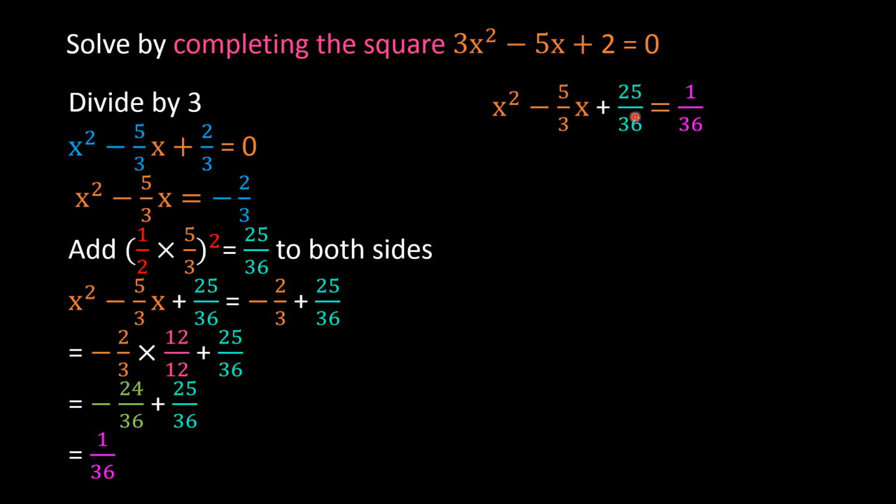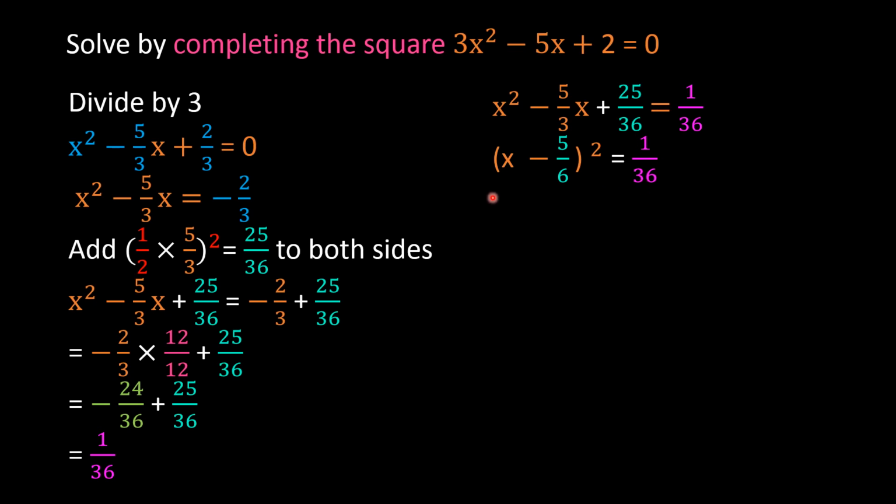This is a perfect squared expression because the first term is a perfect square and the third term is also a perfect square. So we will write this expression as x, which is the square root of x squared, then 5 divided by 6, which is the square root of 25 divided by 36, and the sign of the middle term is negative, which we will put here. So x minus 5 divided by 6 whole square will become 1 divided by 36.